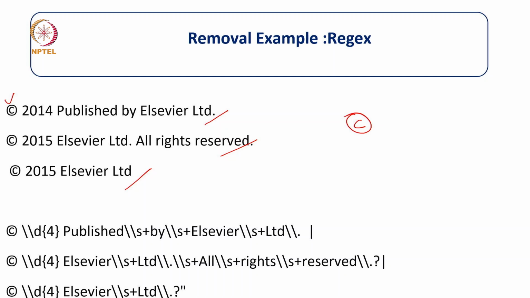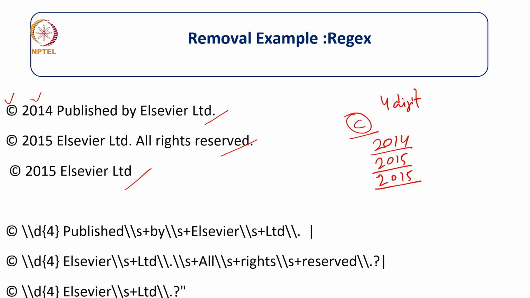Then another thing is that in all three strings there is a year, and the year is in 4 digits. So 2014, 2015 and 2015. These are all 4 digits. So we want this symbol, and after that what we want is 4 digits. So this pattern is there.